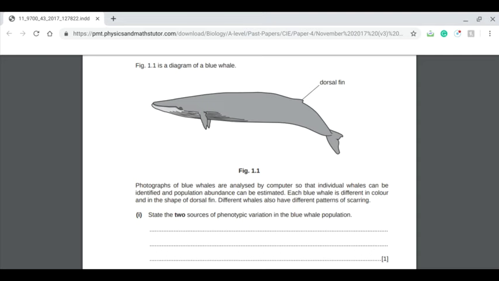Now, we all know in biology that variation within a species can be caused by two factors: genetics and environment. So that's pretty much your marks. And if you don't say one and you don't say the other, if you only say genes and you leave out environment, you won't get the mark for that, obviously. So make sure you always remember that the two sources of phenotypic variation are genes and environment.